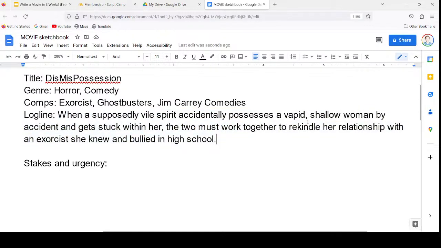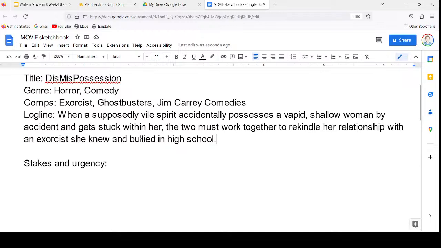So in that case, I guess that might actually explain why this is the exorcist that they have to go to, right? Because she doesn't have time to go searching the yellow pages for a different one. Like, this is the one that she knows. I think that would answer that question.